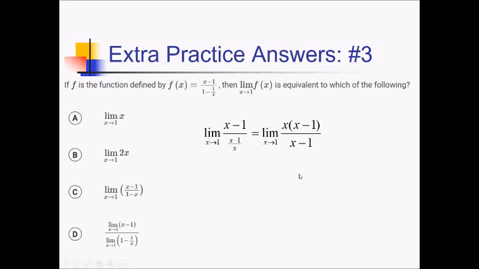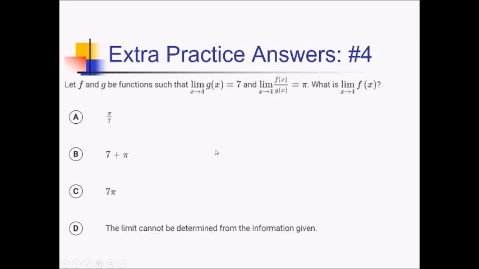And this is a nice situation because I can now cancel out those x minus 1s, leaving me with just the limit as x approaches 1 of x. Now we could actually go one extra step and actually solve this. Take the limit, just plug in 1 for x, but they just wanted us to figure out the equivalent limit, which happens to be choice A.